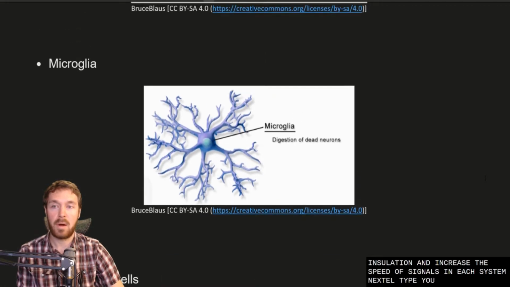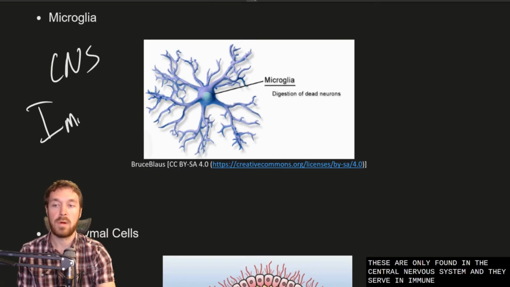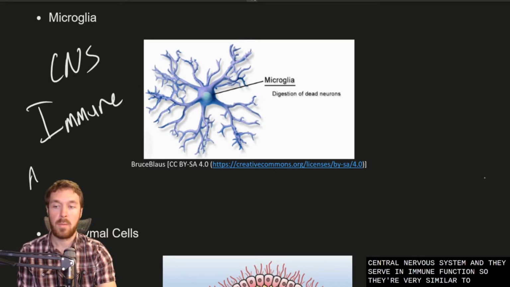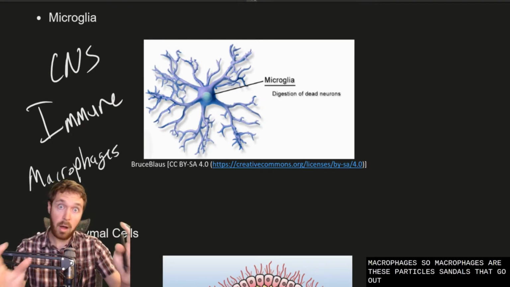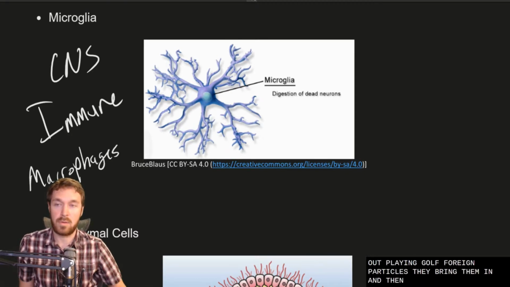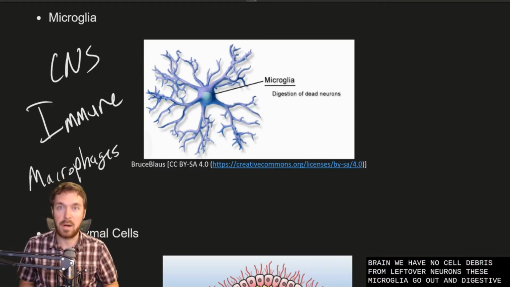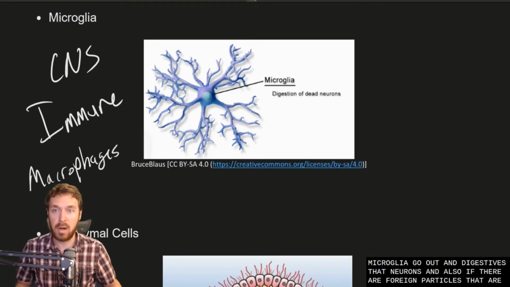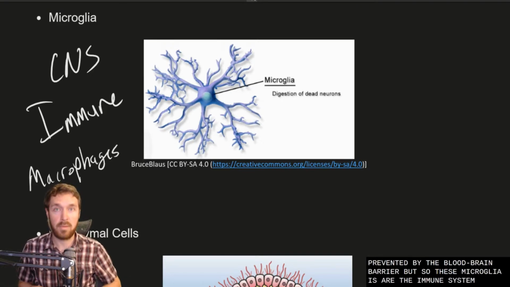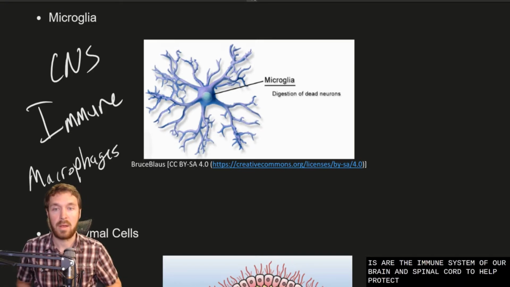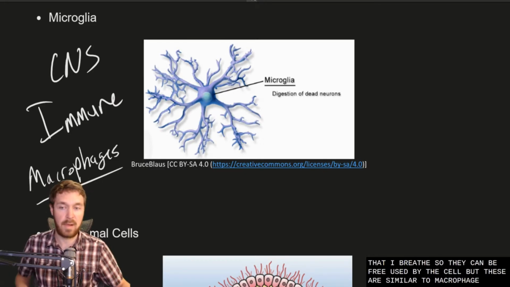Next cell type here are the microglia. These are only found in the central nervous system, and they serve an immune function. So they're very similar to macrophages. Macrophages are cells that go out and engulf foreign particles. They bring them in and then destroy them. So in our brain, we have cell debris from leftover neurons. These microglia go out and digest those dead neurons. And also, if there are foreign particles that enter the brain, which should be prevented by the blood-brain barrier, these microglia are the immune system of our brain and spinal cord that help protect it and break down cellular debris so it can be reused by the cell. But these are similar to macrophages found throughout the rest of the body.